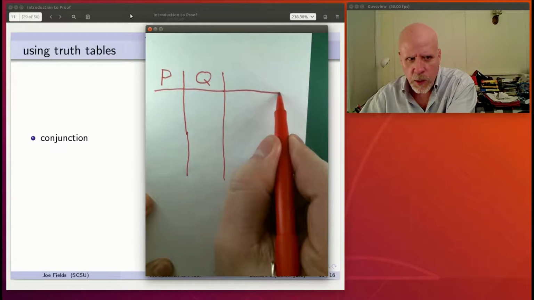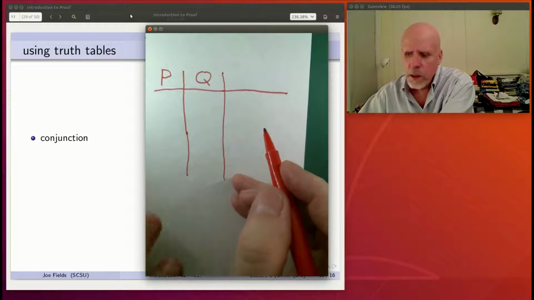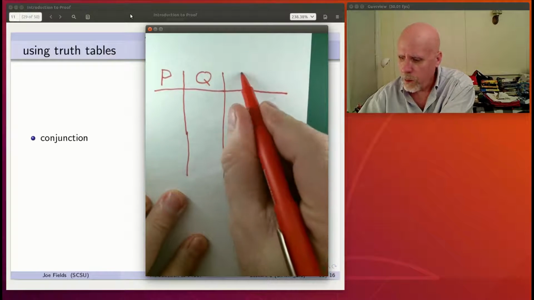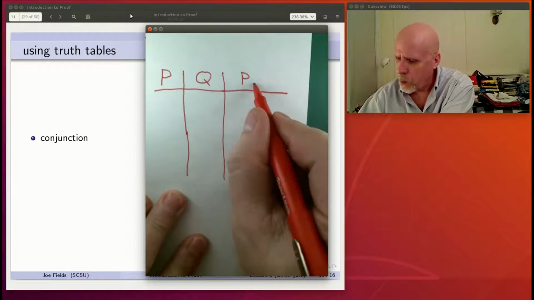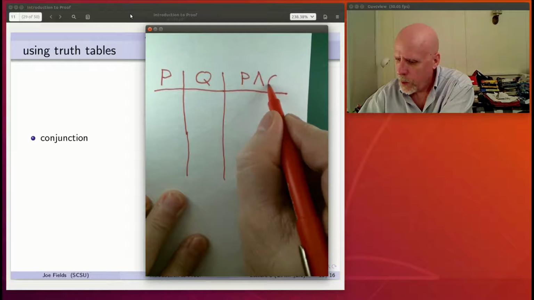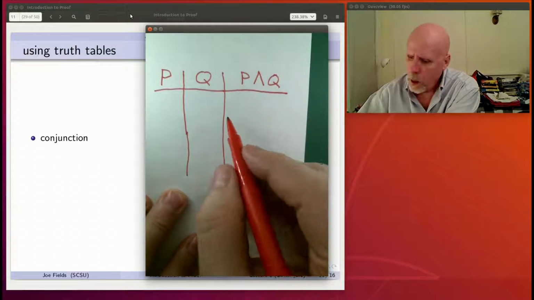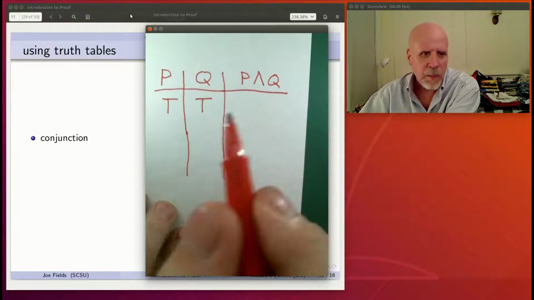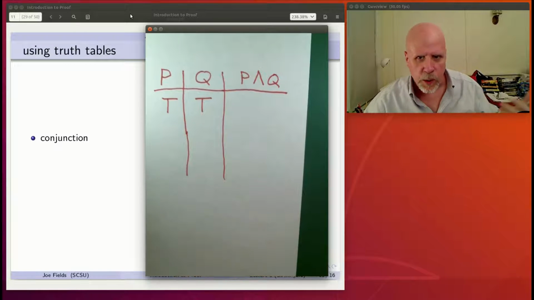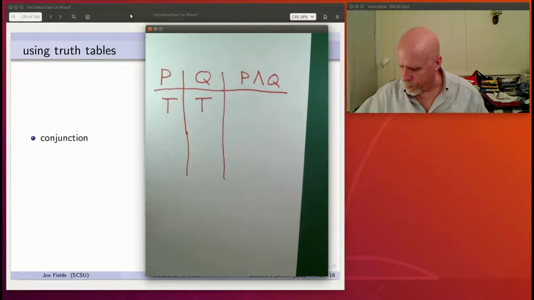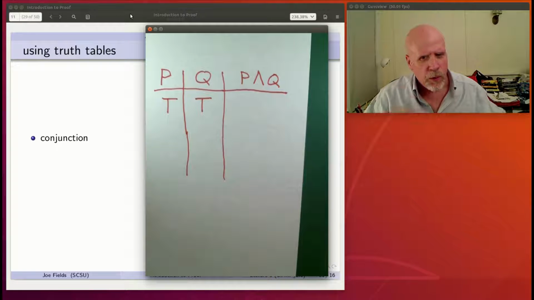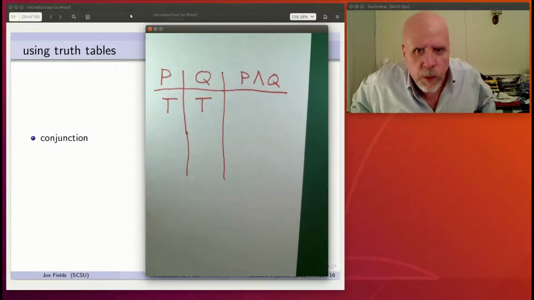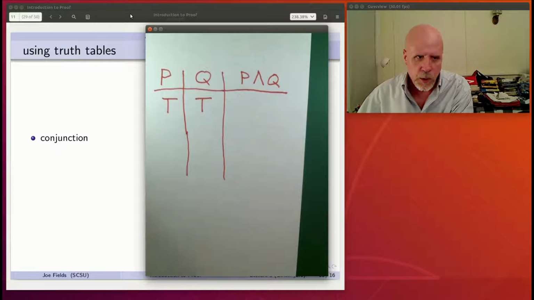But I want a third column here, and that's going to contain the logical true or false value of the conjunction. That's the one that looks like an A, P and Q. All right, so the reason I want to do this by hand rather than just showing one to you is I think it's good to get used to seeing the process by which you fill out the truth tables. There's a flow to it that you want to kind of internalize.